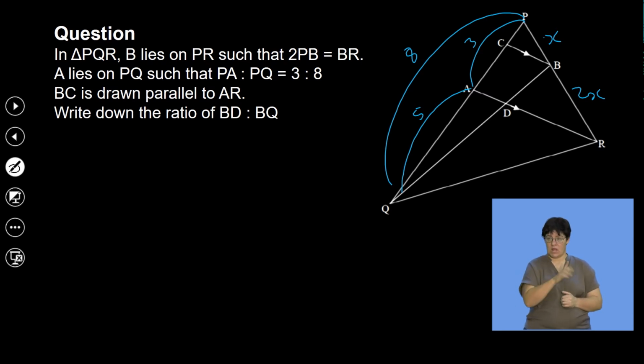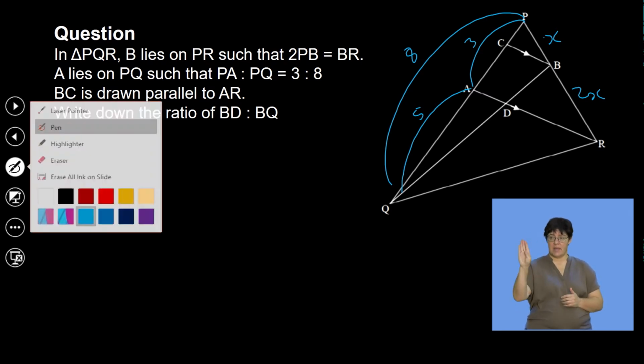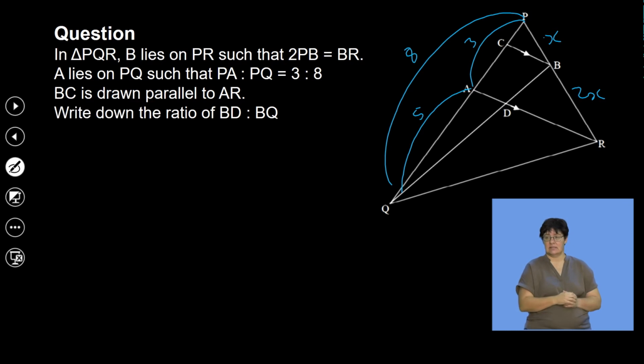So I want BD. So BD, different color, BD will be that there. And I want it to be with respect to BQ, which is that one there. So I want this small one with the longer side. So already you can see, guys, that these two are in proportion, right? They are parallel to each other, making that triangle to be in proportion.